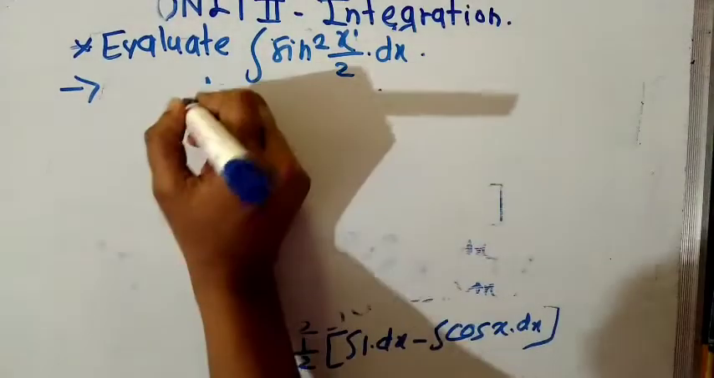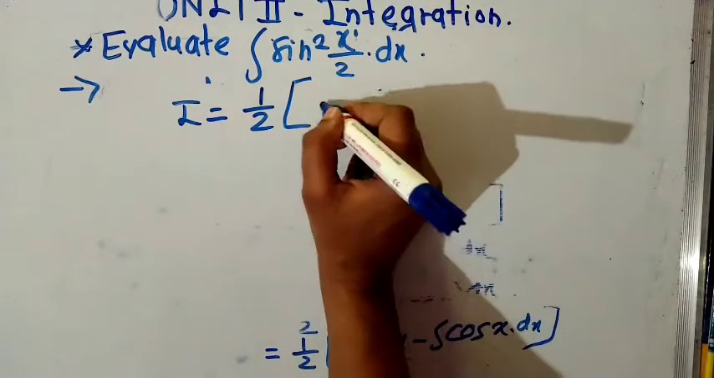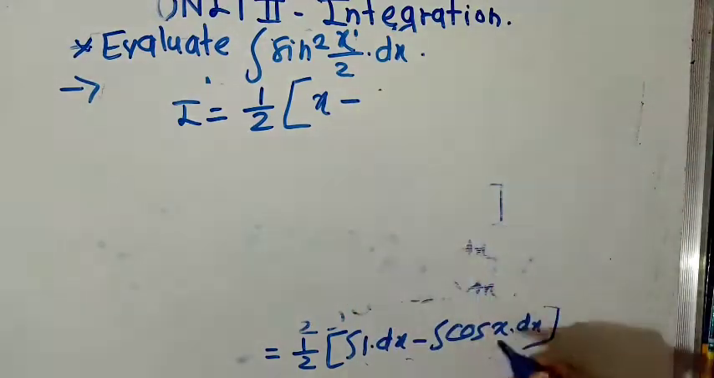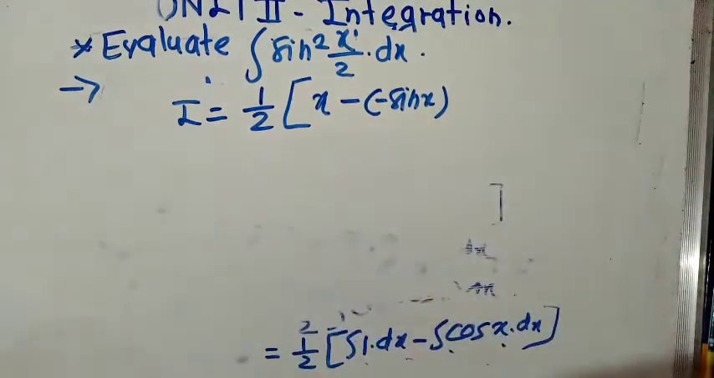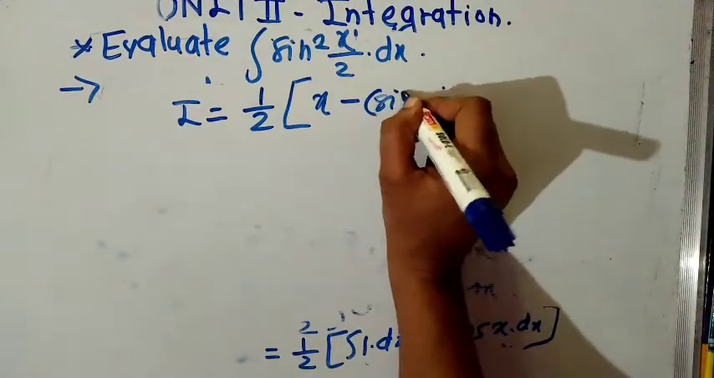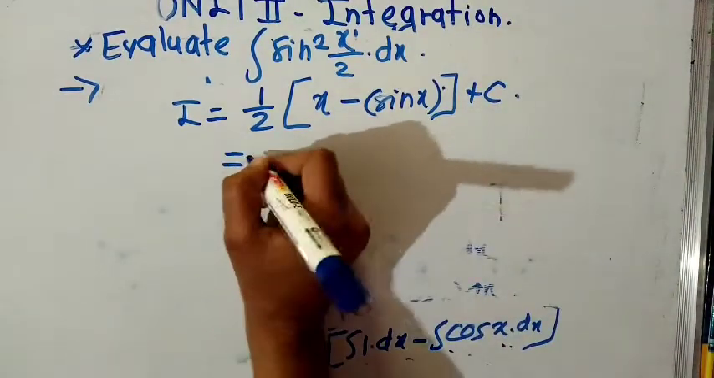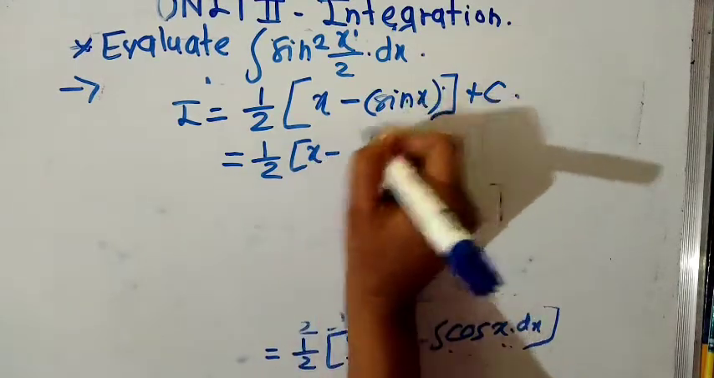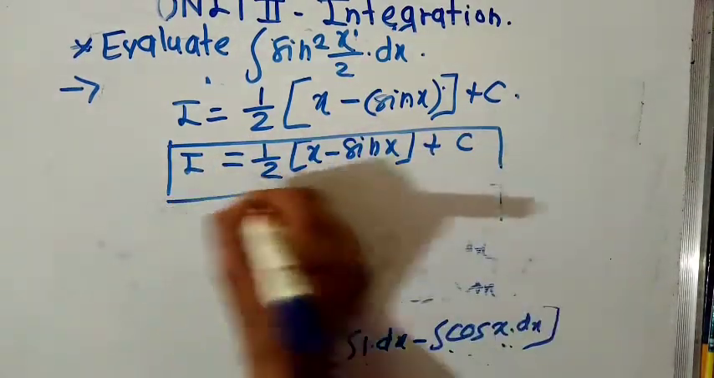Then I is equal to 1 by 2, and integration of 1 into dx is x, minus integration of cos x, and integration of cos x is sin x, plus c, and which is equal to 1 upon 2 (x minus sin x) plus c, which is the integration of this integral.